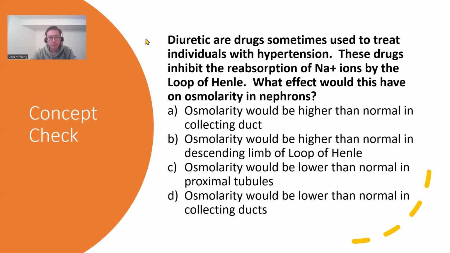All right, this is a long one. I'll just do it for you. Diuretics are drugs sometimes used to treat individuals with hypertension. I told you that already, to make you pee more. These drugs inhibit reabsorption of Na ions by the loop of Henle. What effect would this have on osmolarity in the nephron?